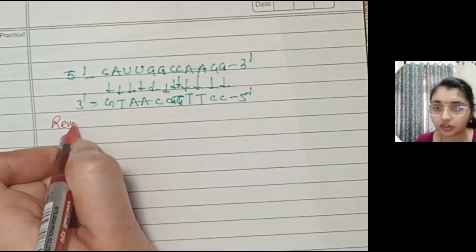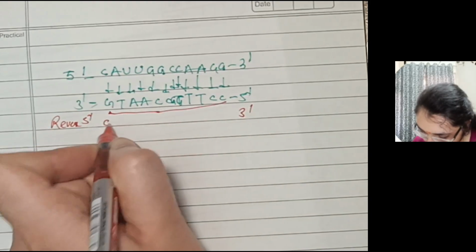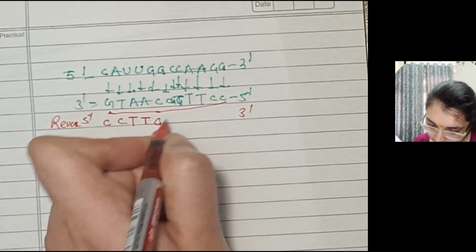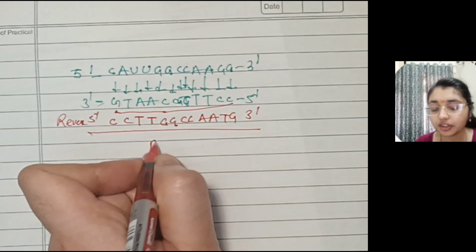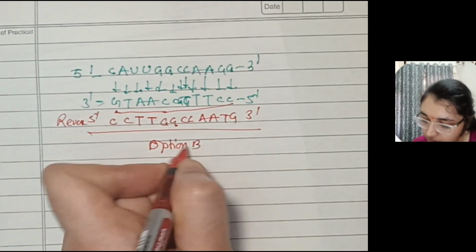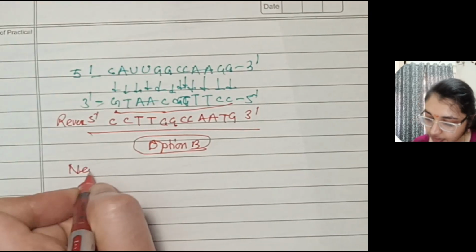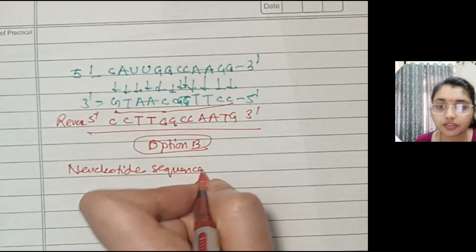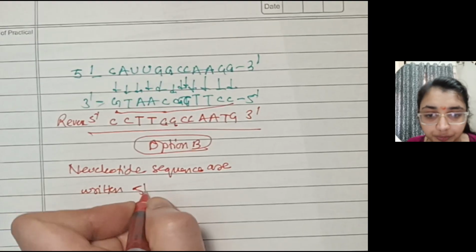Now we have to reverse this direction. So after reversing, we get CCTT, GG, CC, AA, T, G. That is from 5' to 3' direction. That is the standard scientific conversion of this. From 3' to 5' we have converted into 5' to 3'. This is a nucleotide sequence and we are writing it from 5' to 3' direction. So we get this sequence, and now let's see which option shows this. So here option B is the correct answer.